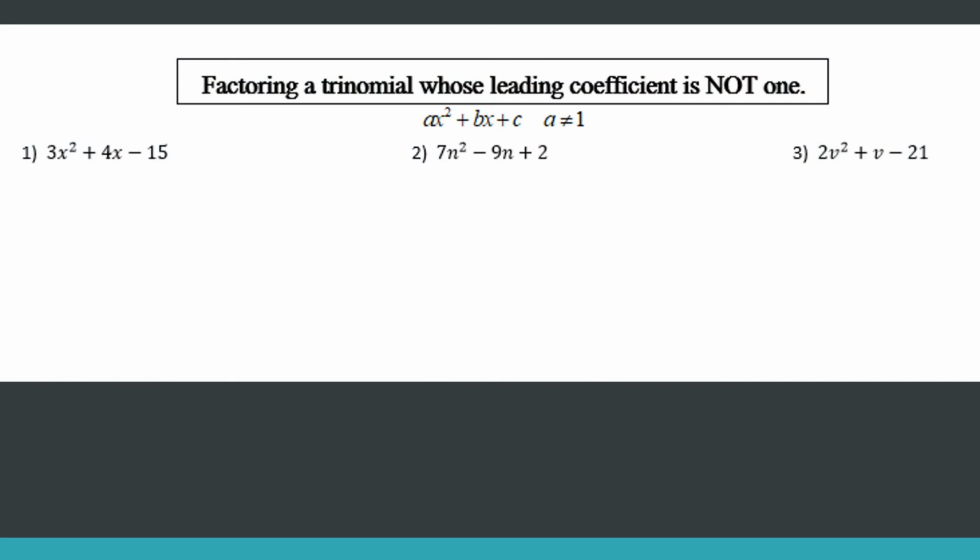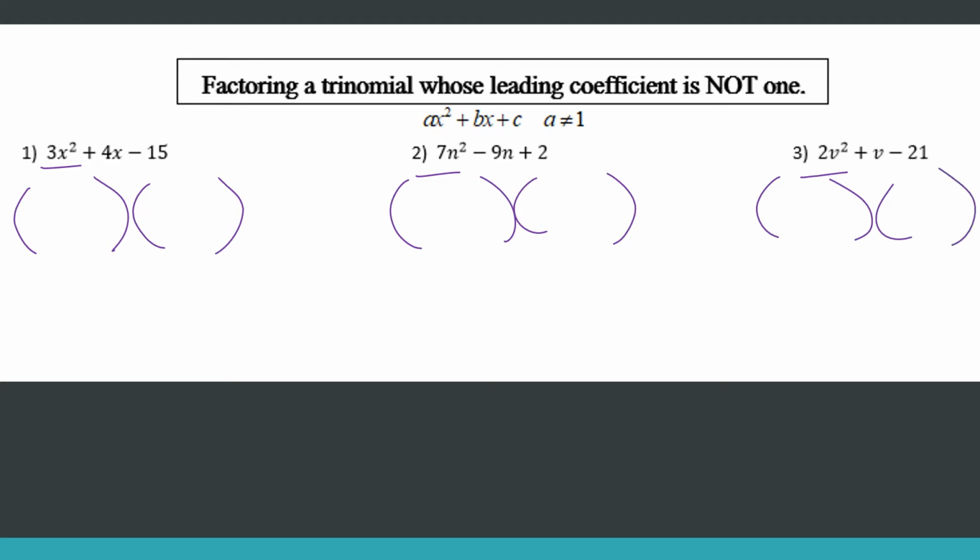Okay, so now we want to look at when we have that a value not being 1. So when you look here at these problems, on number 1, the a value is 3. On number 2, the a value is 7. And on number 3, the a value is 2. So I'm still going to set up my parentheses here. We're still factoring with guess and check, so it's going to be set up the same way.